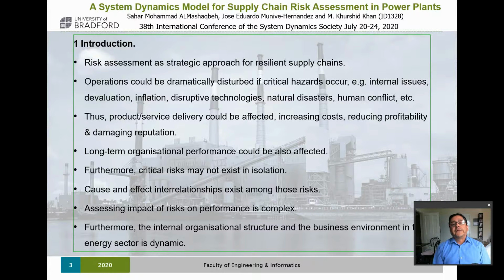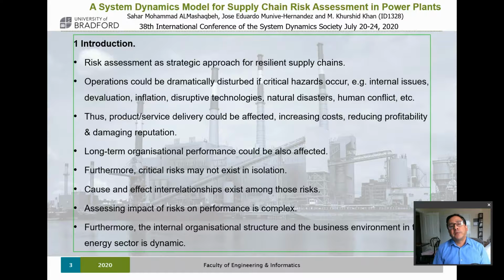These hazards, if they happen, could affect the delivery of products or the delivery of services, and in the end, they may increase costs in the company, or reduce profitability, or even damage the reputation of the company in the long term. So the long-term performance of a company might be affected if these hazards occur.